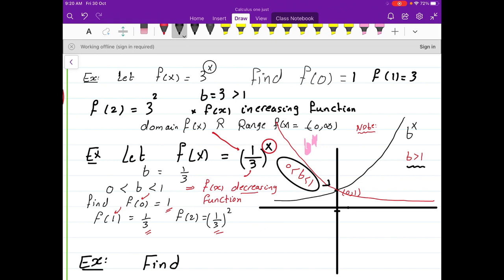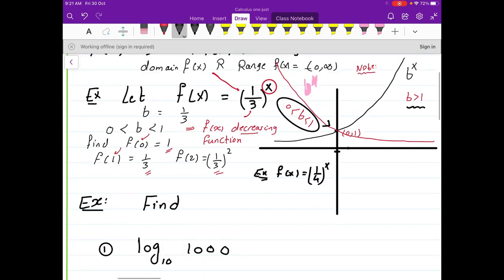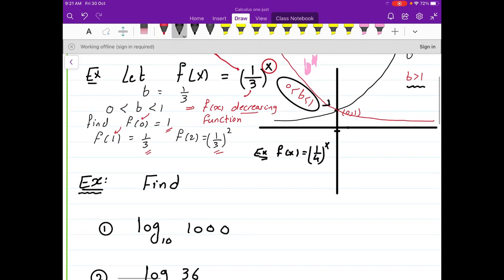Now, if you take f(x) equal to 1 over 4 to the power x, this function will be decreasing. Why? Since b equals 1 over 4. So this is the graph. Okay. Find log.